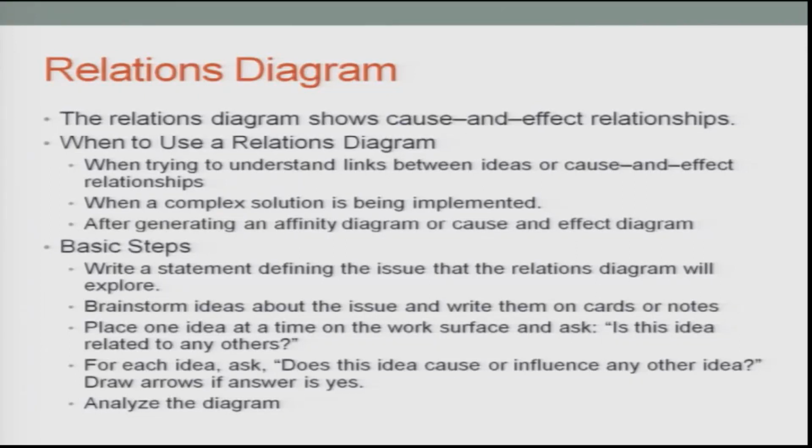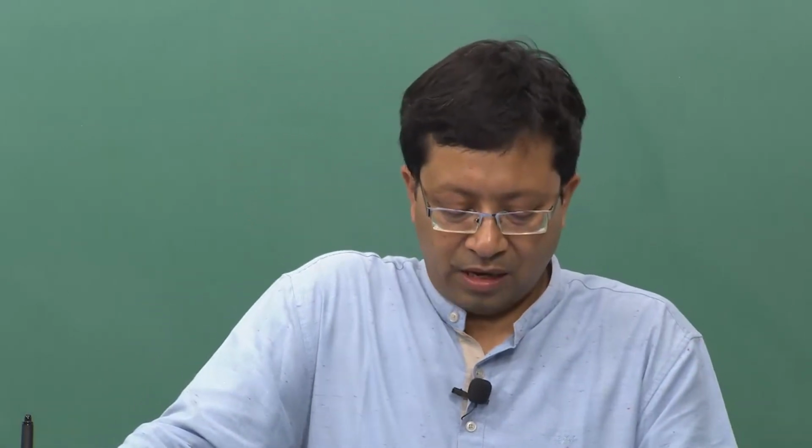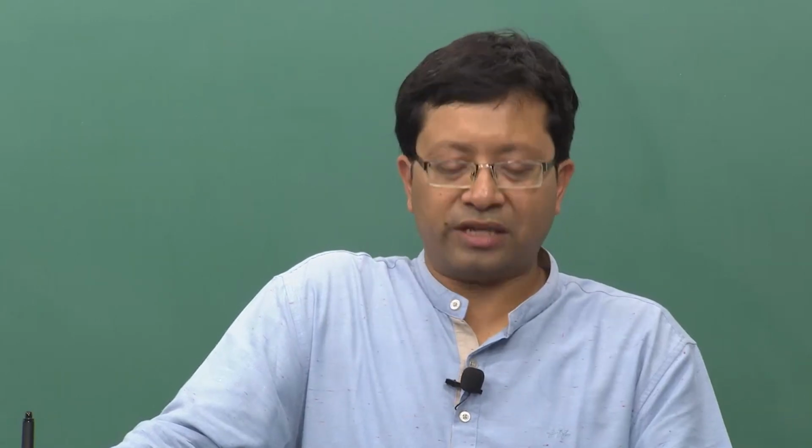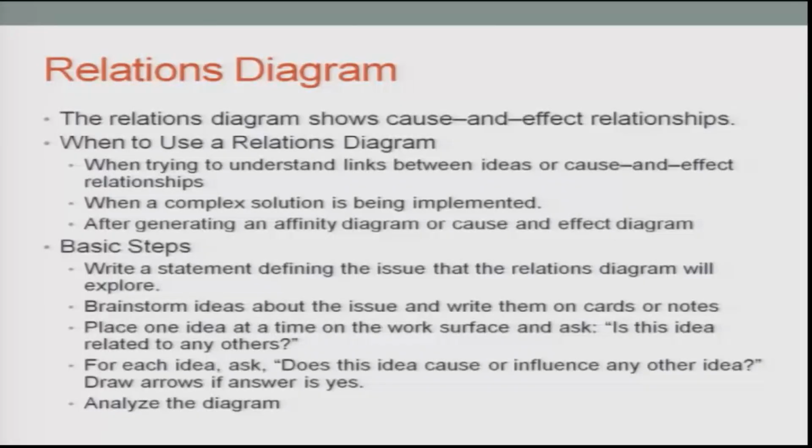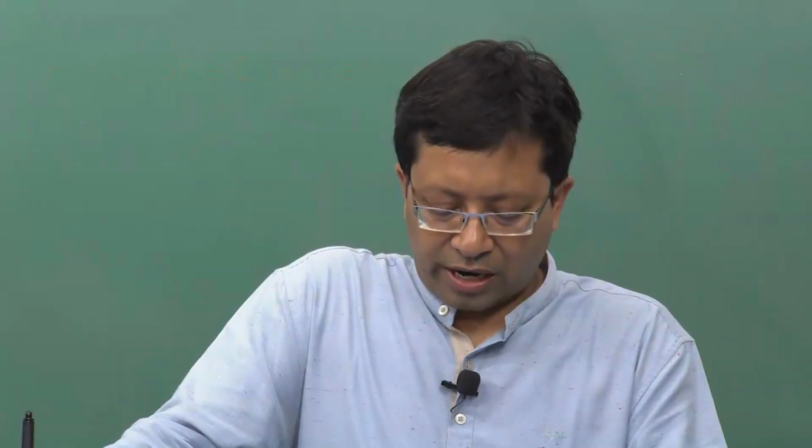If you go back to the last slide, the affinity diagram gives you the bullet points and the important sub points under them, but how they are related comes out when you do the relations diagram. The basic steps in relations diagrams are: write a statement defining the issue that the relations diagram will explore, what you want to analyze. Then brainstorm ideas about the issue and write them on cards and notes. This is the second stage, where you go into depth and try to find out what the issues are.